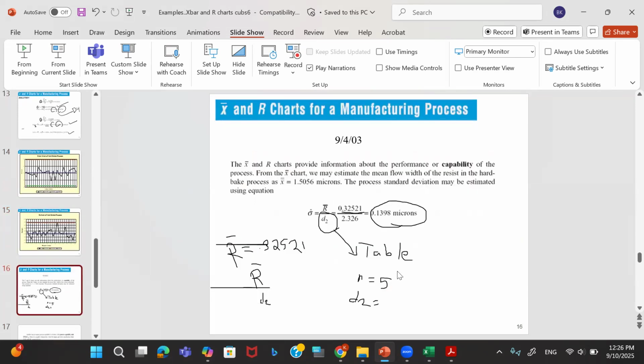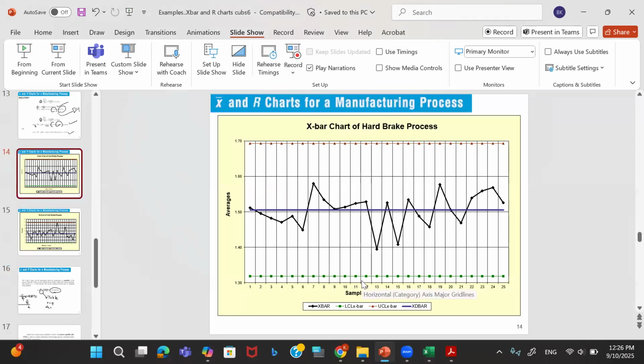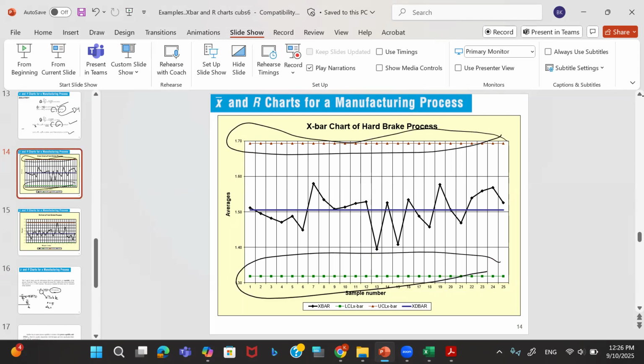So the other thing which we are going to learn, I think we stopped here last time, but that's fine. The X bar and R chart provide information about the performance. So when we look at this chart, we say, okay, the process is in control. What does in control mean? In control means that all my data points are within the limits. This is the upper control limit. This is the lower control limit. So everything is within the limits, okay?